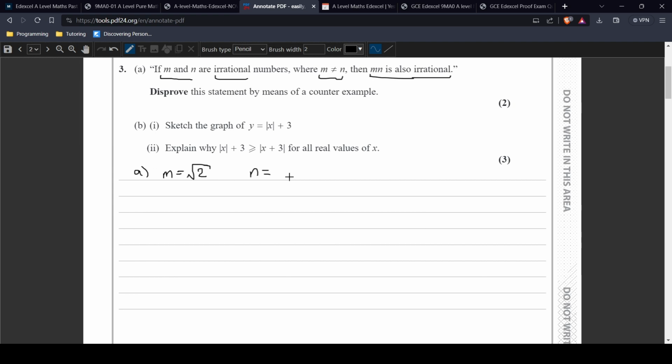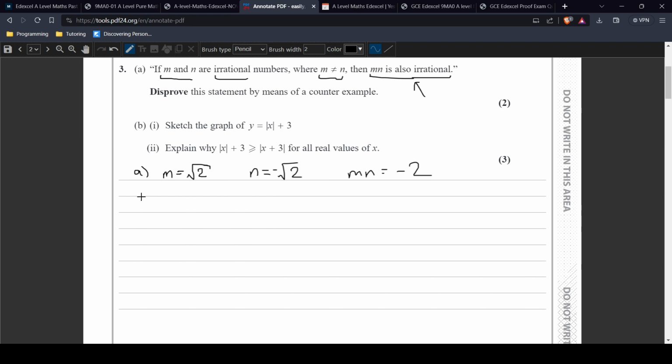So obviously if we chose n is equal to root 2 as well, then mn would be 2, which is rational, but this doesn't work because we need m to be not equal to n. So the simplest thing to do here is to just change this into a minus root 2, so then mn will be minus 2. Okay, and minus 2 is rational, and therefore this statement has been disproven.